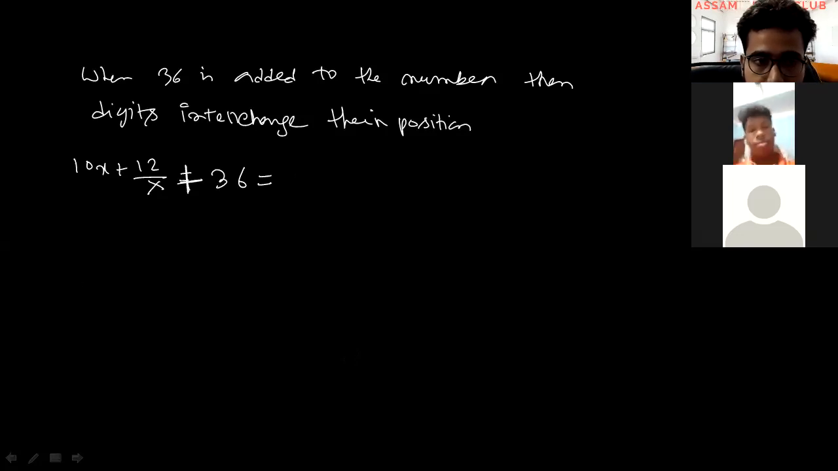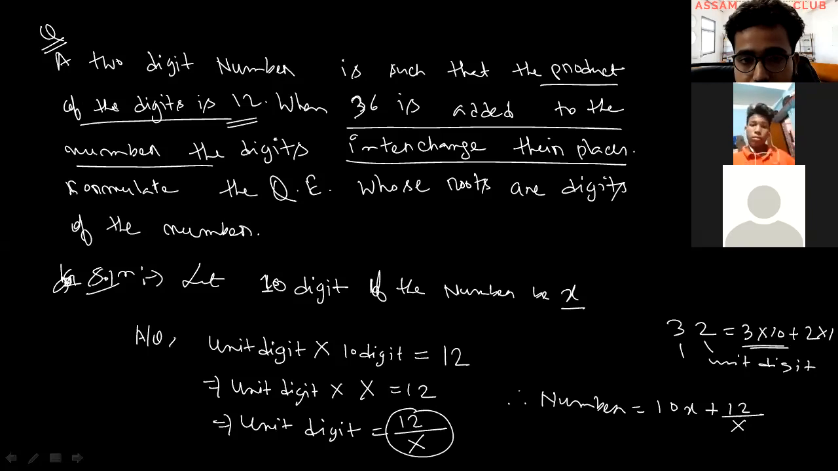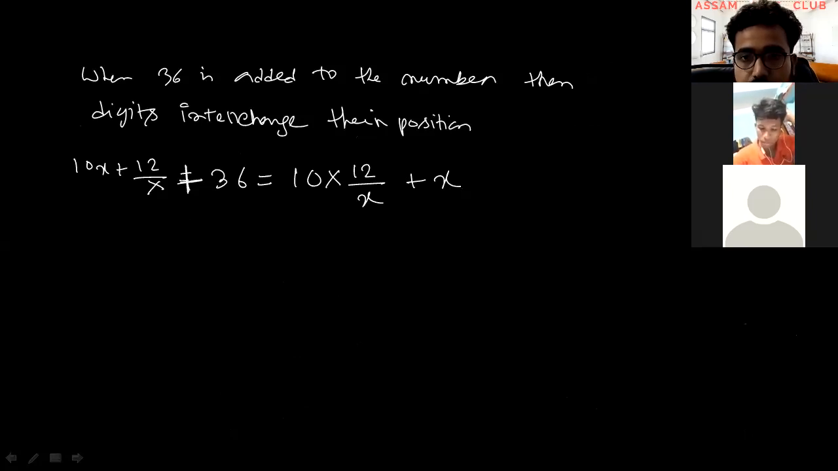Now see, whenever you write the number, with the 10's digit you have to multiply 10. Previously, x was the 10's digit and 12 by x was the unit digit. Now when you add 36, the digits interchange their position. That means now x will be the unit digit and 12 by x will be the 10's digit. So the new number will be 10 into 12 by x plus x. Clear?